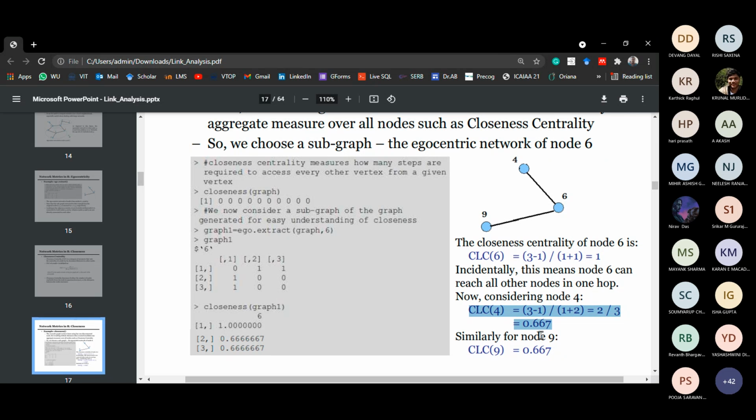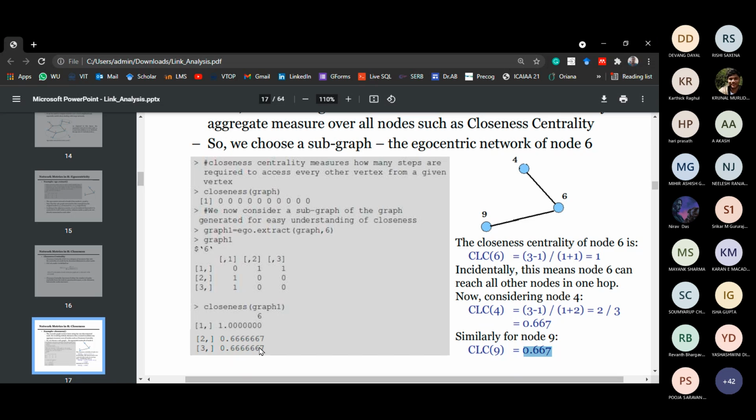In the same way, you just see the closeness centrality of 9. For 9, in the numerator 3 minus 1, divided by 9 to 6, 1 step, plus 9 to 4, 2 steps. So 1 plus 2, 3. So 2 divided by, once again, 3, it will also be 0.667. So the closeness centrality of my given graph: for 6 it is 1, for 4 it is 0.667, for node 9 the value is 0.667.